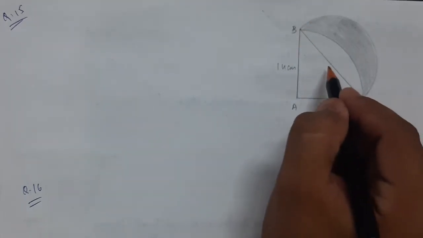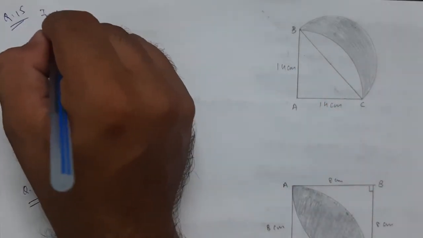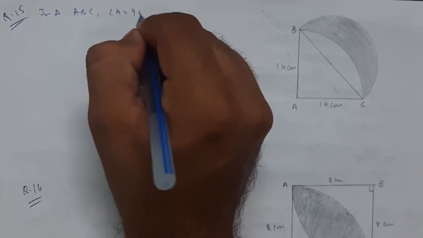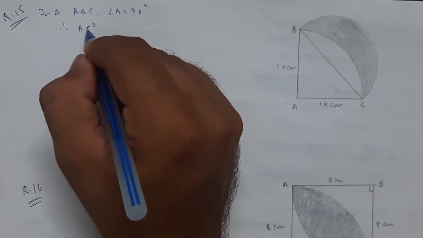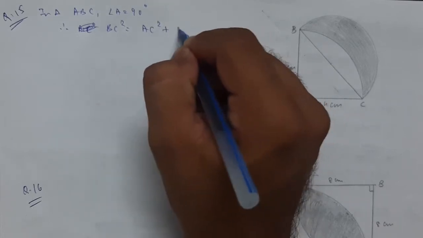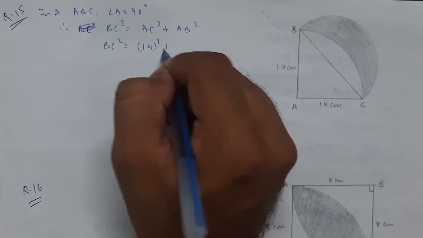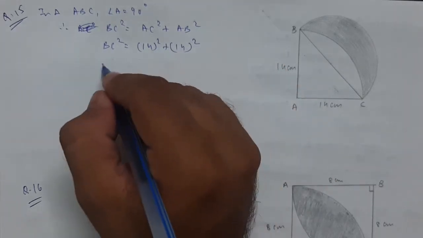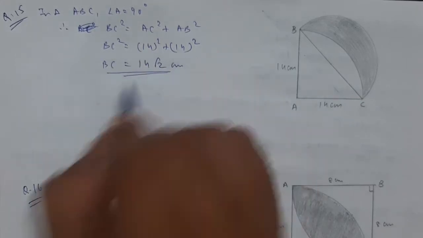So our first work will be to find out this diameter. In triangle ABC, angle A is equal to 90 degree. Therefore BC square is equal to AC square plus AB square. So BC square is equal to 14 square plus 14 square. So BC is equal to 14 root 2. You can complete this calculation.